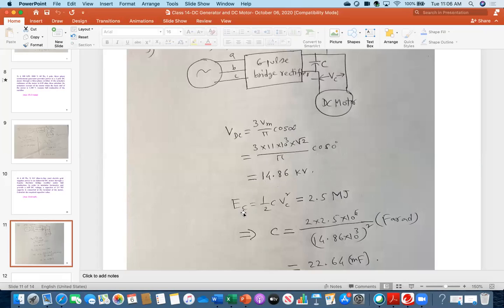And then I am using that equation for the capacitor, E equal to half C VC square, which is 2.5 megajoule. So then I am calculating the C by plugging in the VDC value here, which is VC. So that C is 22.64 millifarad. Everybody, can you check this calculation with your calculator?